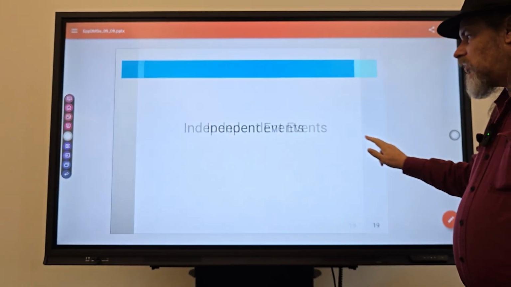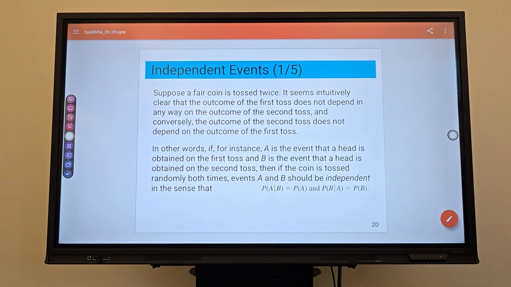Independent events. Suppose a fair coin is tossed twice. It seems intuitively clear that the outcome of the first toss does not depend in any way on the outcome of the second toss. And conversely, the outcome of the second toss does not depend on the outcome of the first toss. In other words, if, for instance, A is the event that a head is obtained on the first toss, and B is the event that a head is obtained on the second toss, then if the coin is tossed randomly both times, A and B should be independent. So the probability of A given B is equal to the probability of A, and the probability of B given A is the probability of B.